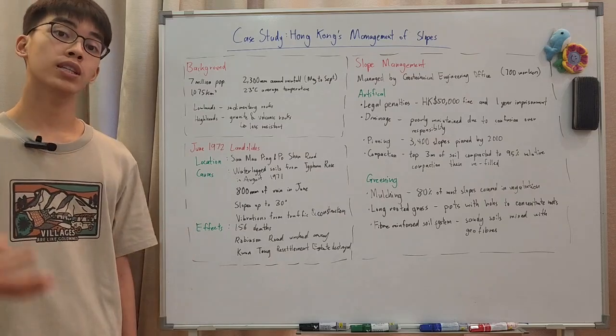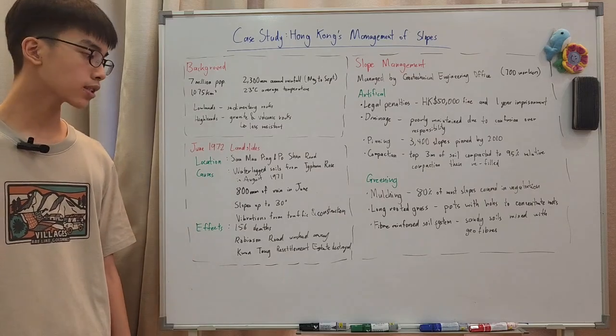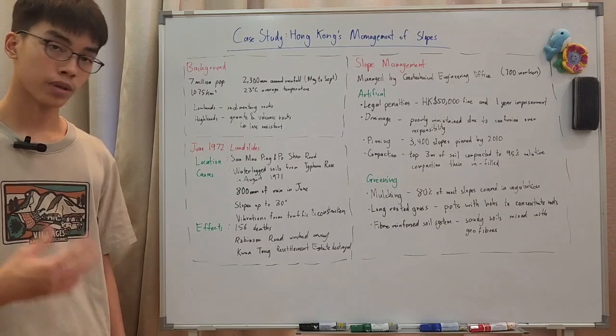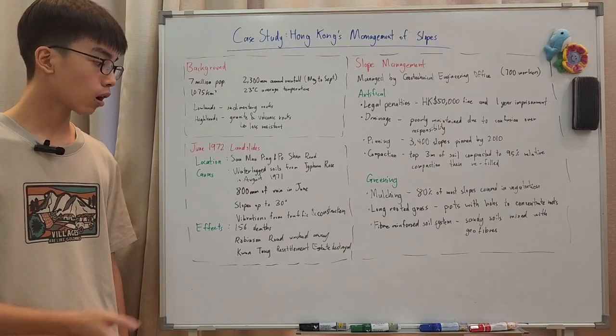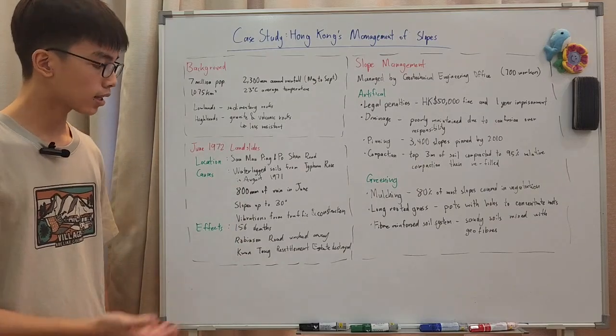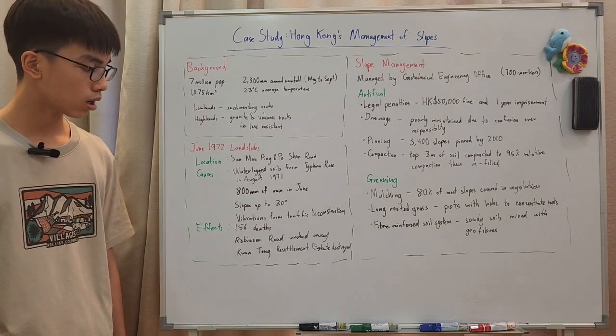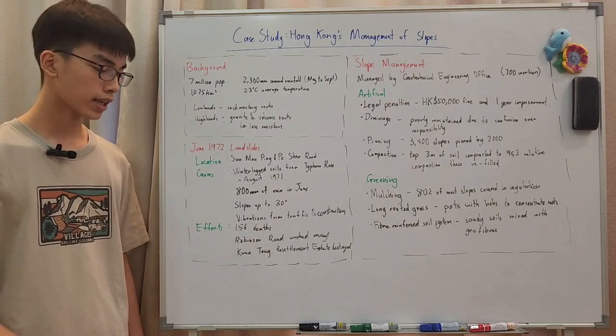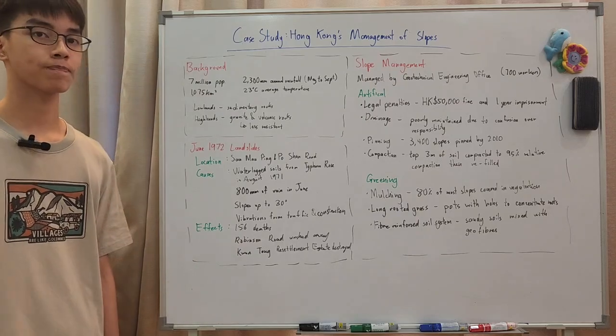The slopes are also up to 30 degrees in steepness, so they were quite steep. Also vibrations from traffic and construction, because Hong Kong was developing at the time. So all these contributed to the landslides that led to 156 deaths. Roads like Robinson Road were washed away, and buildings like Kwun Tong Resettlement Estates were destroyed.